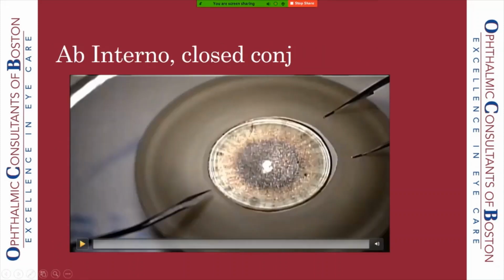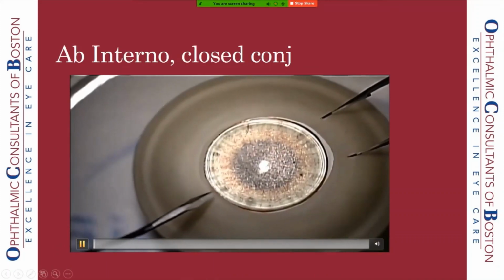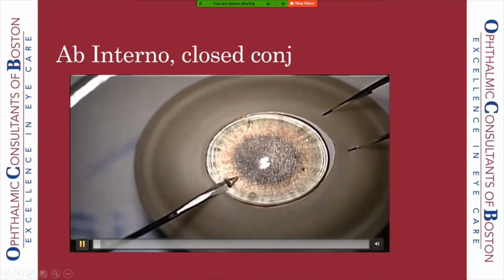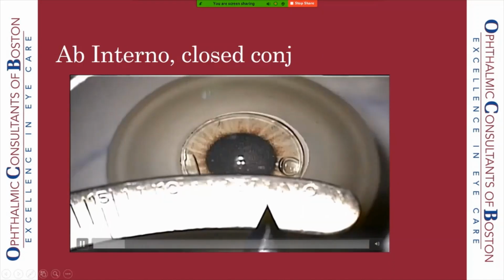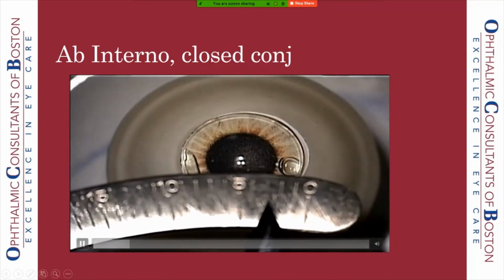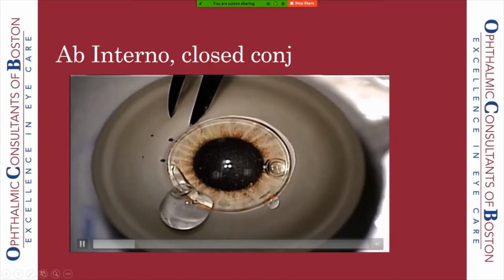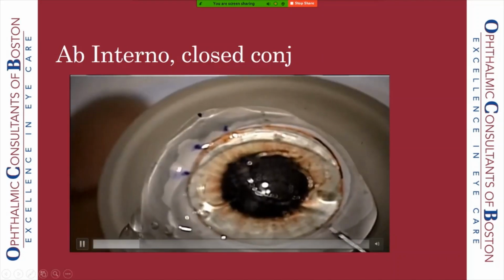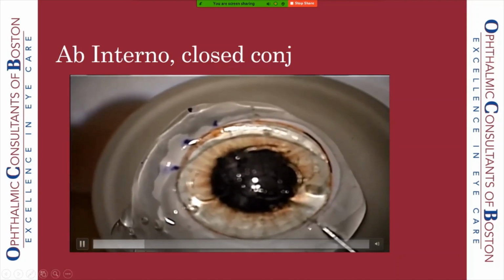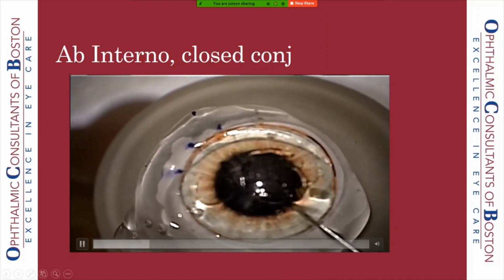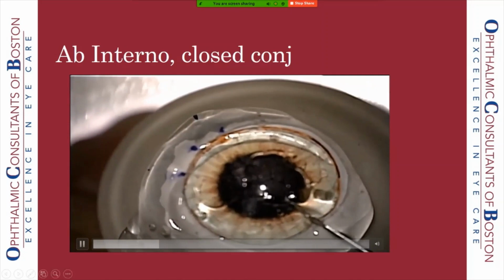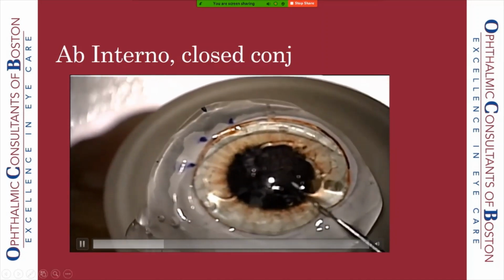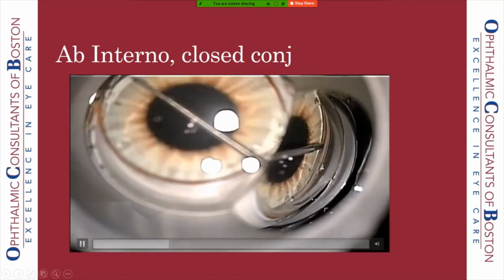So this is our ab interno closed conj technique. Imagine the surgeon sitting temporal for a right eye. You make a small side port incision, fill the eye with viscoelastic, and then I measure out 3 millimeters posterior to the limbus in 3 areas. It's not in the video, but I made a 1.8 millimeter keratome incision infratemporally to allow insertion of the Zen inserter.